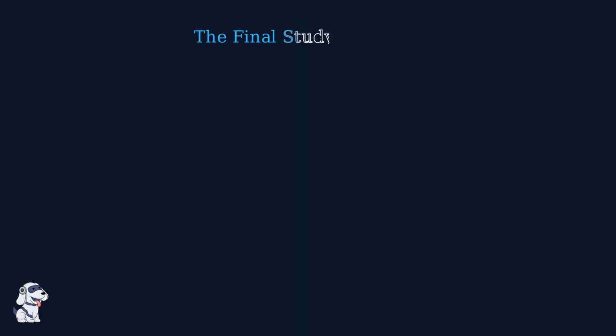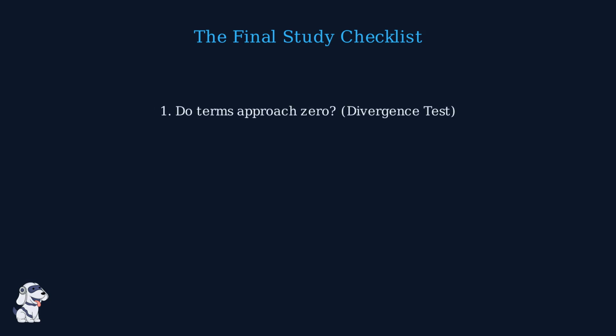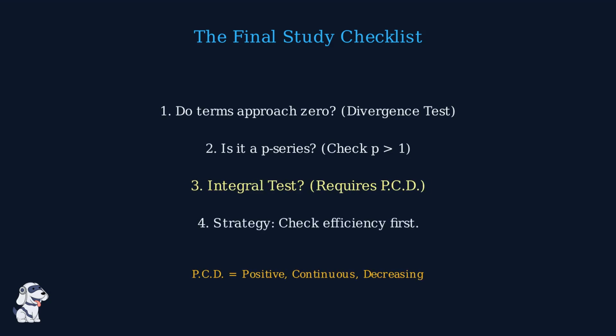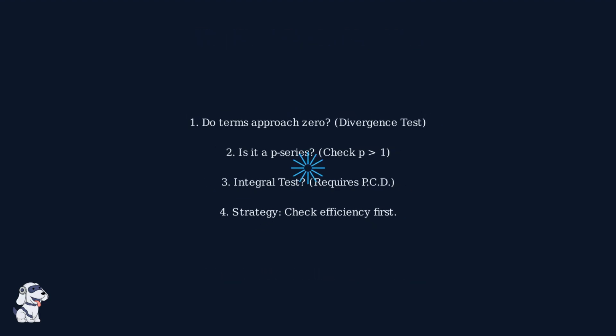To master series convergence, follow this strategic checklist before you begin solving. For the integral test, always verify the 3 conditions. The function must be positive, continuous, and decreasing. Follow this sequence to maximize your efficiency and avoid common errors in Calculus 2.